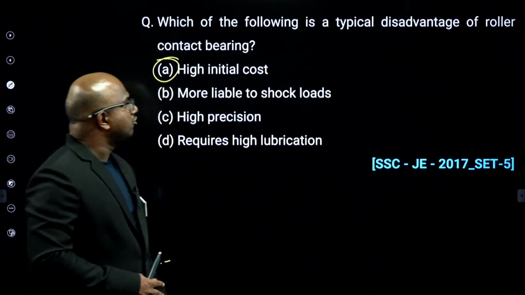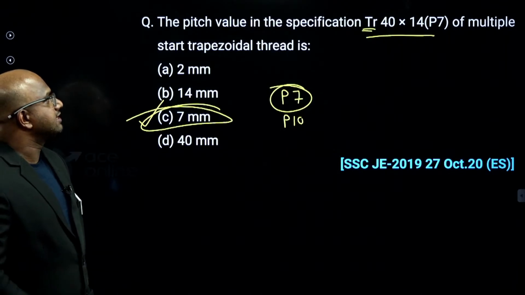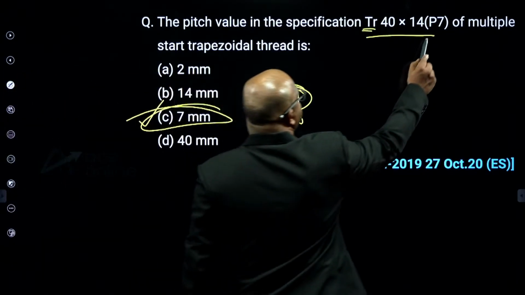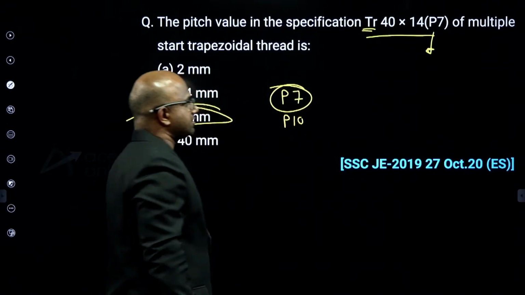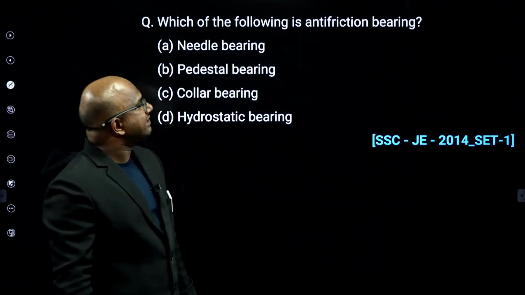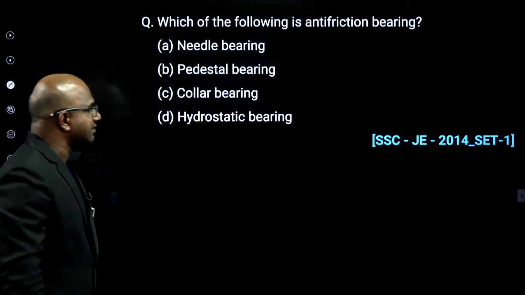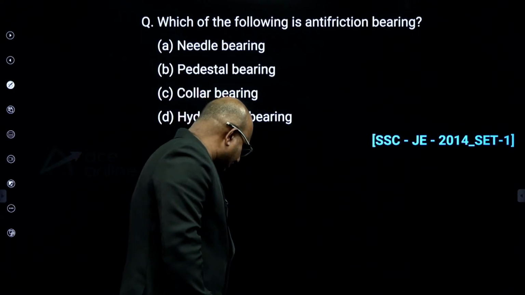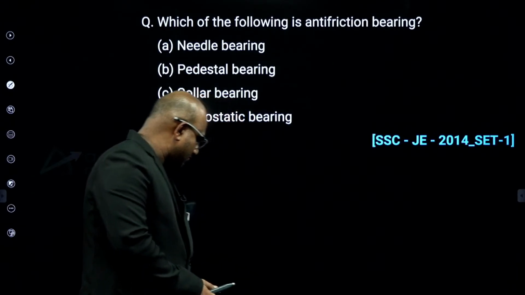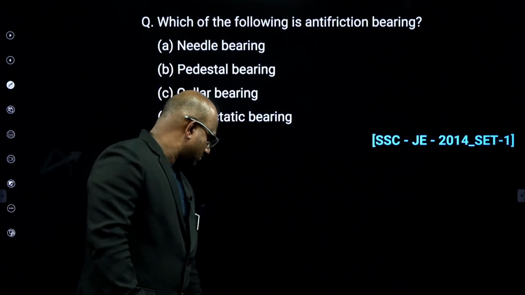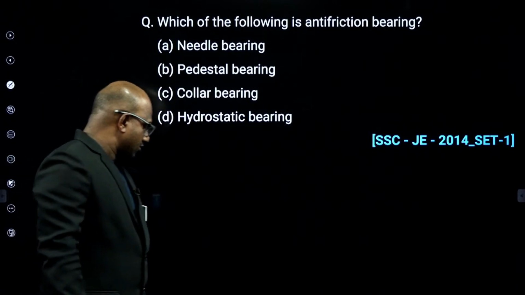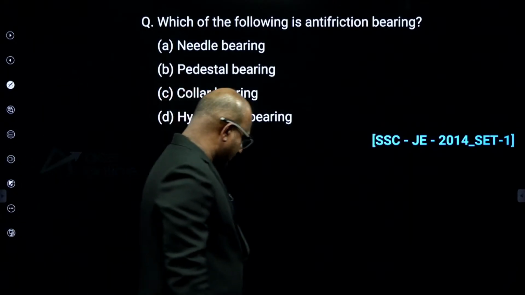For question 14 you can go to the thread specification and understand. But whenever he mentions P7 or P8, this belongs to pitch, guys. Okay. Now coming to the next one. Which of the following is an anti-frictional bearing? Tell me, guys.